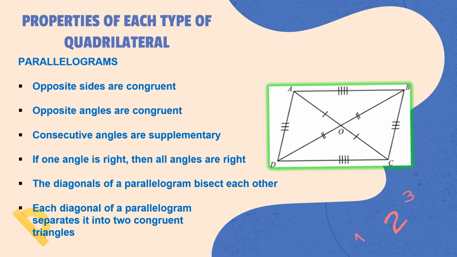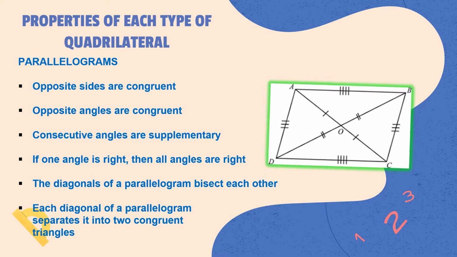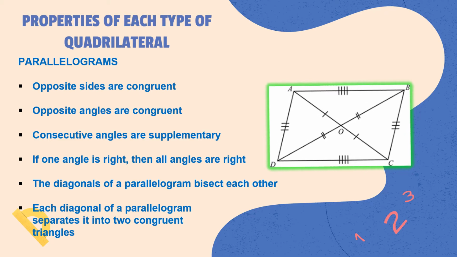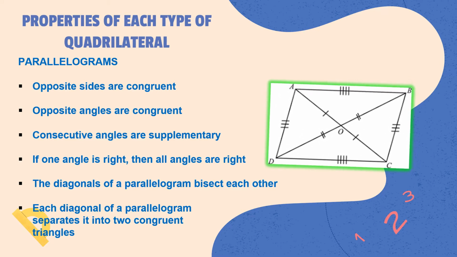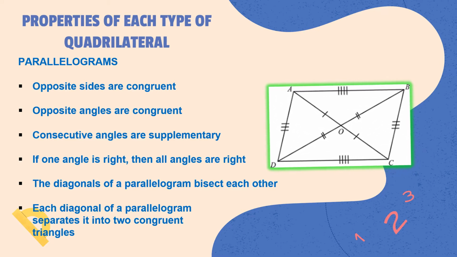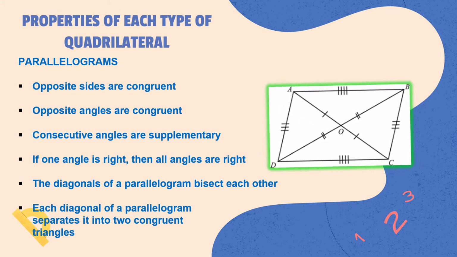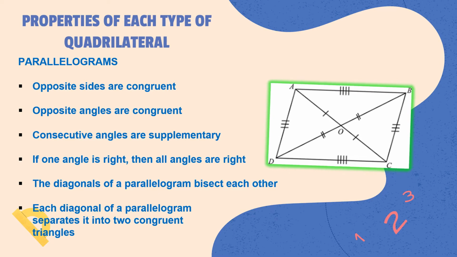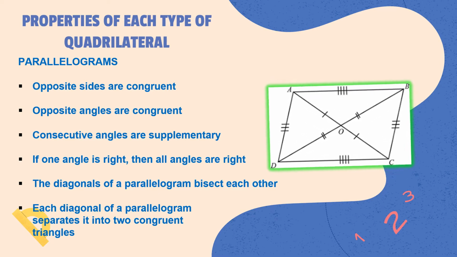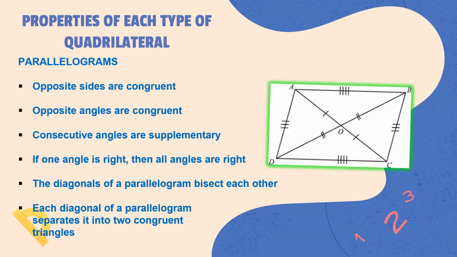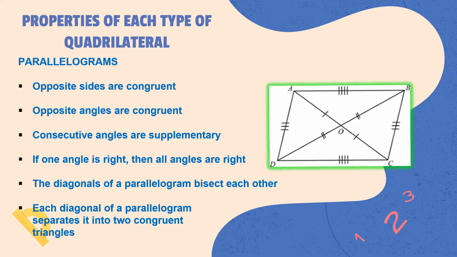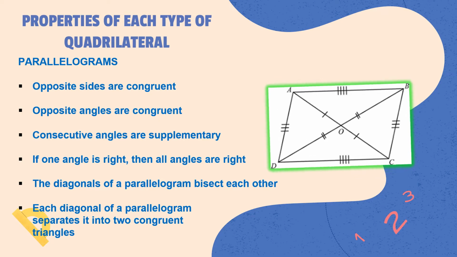Properties of each type of quadrilateral. Parallelograms. Opposite sides are congruent. Opposite angles are congruent. Consecutive angles are supplementary. If one angle is right, then all the angles are right. The diagonals of a parallelogram bisect each other. Each diagonal of a parallelogram separates it into two congruent triangles.